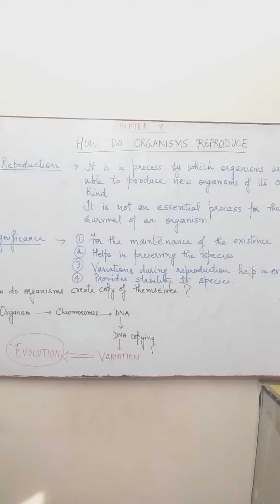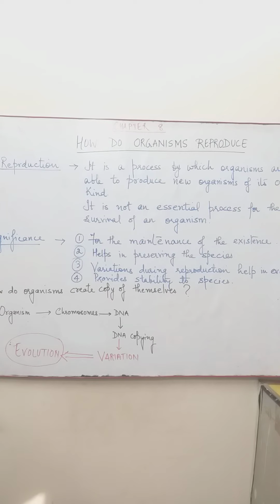Chapter number 8. How do organisms reproduce? Now in this chapter we are going to discuss various mechanisms by which the organisms, plants and animals, tend to reproduce. Reproduction is one of the main characteristics of all living organisms. It is defined as a process by which organisms are able to produce new organisms of their own kind.